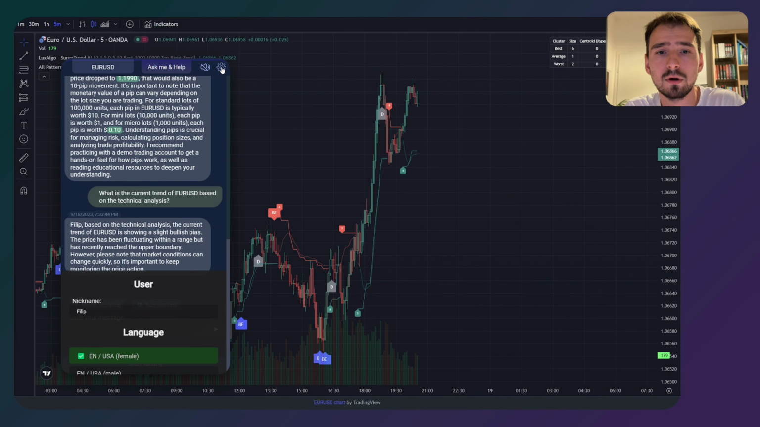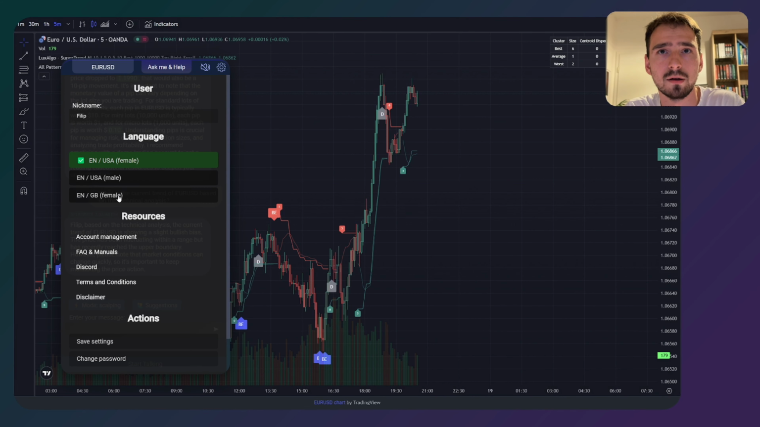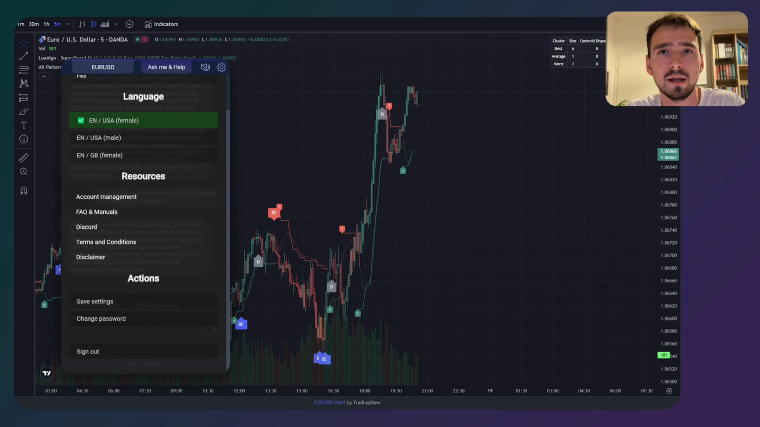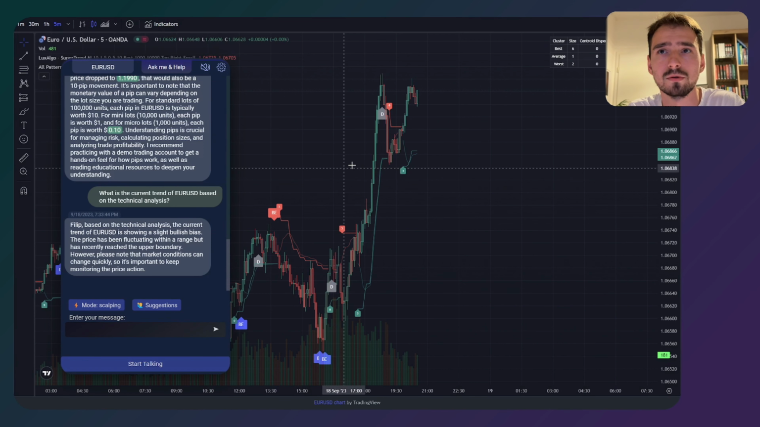Then you can also go to settings over here, where you can change the voice to USA male or female or British female. You can change your nickname here. You've got some links here, for example to our Discord channel, where you can talk to other people, get testimonials, and exchange ideas. Then you can also change your password and sign out in case you want to close the application.